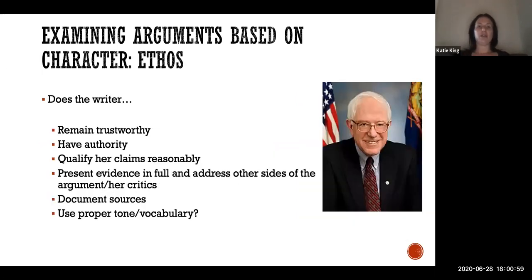All right, let's move on to ethos. Again, ethos is all about trustworthiness. And so trustworthiness, think about people who are trustworthy in your life. How did they become trustworthy?